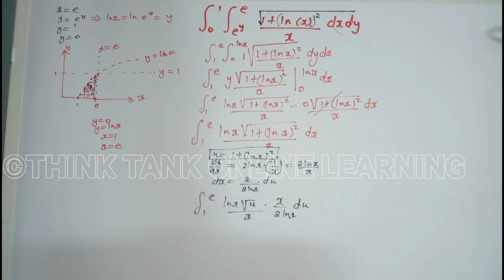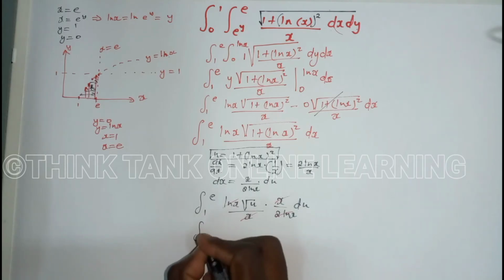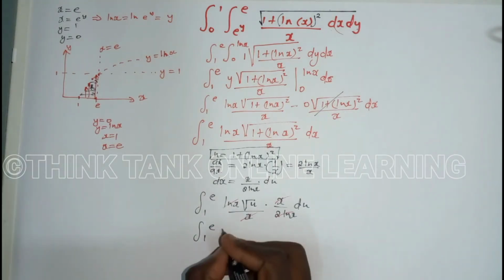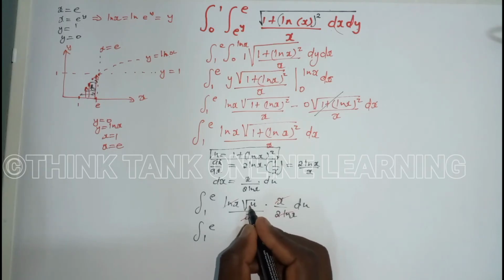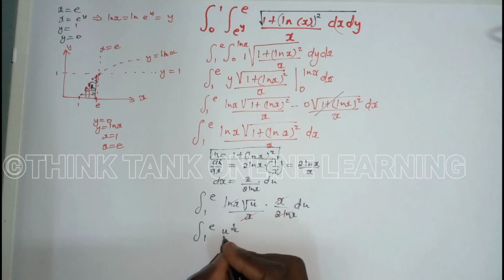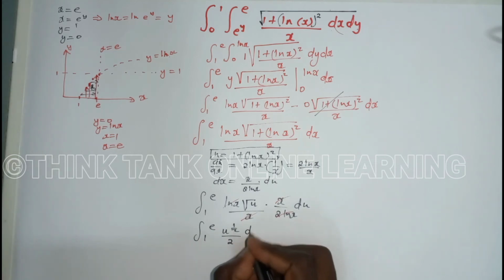Now we can see that we have ln x and ln x, and we have x and x, so they cancel. We've made progress. That means we're now left with the square root of u divided by 2. I'm not going to write the square root of u as root u; I'm going to write it as u to the power 1/2, divided by 2, du.